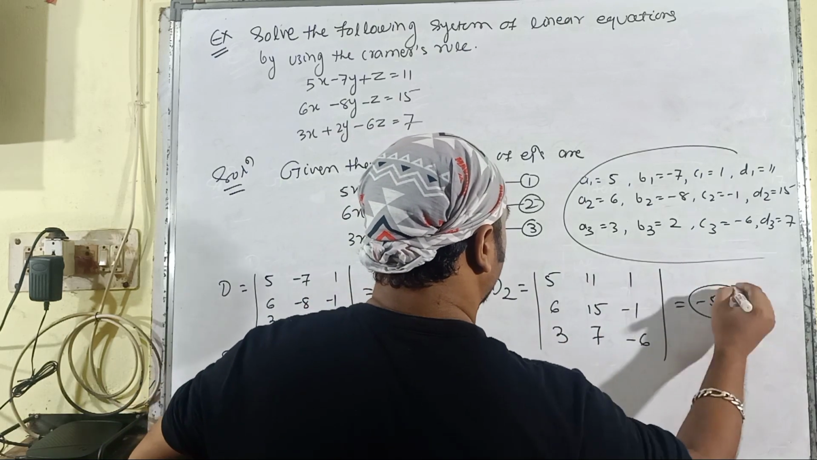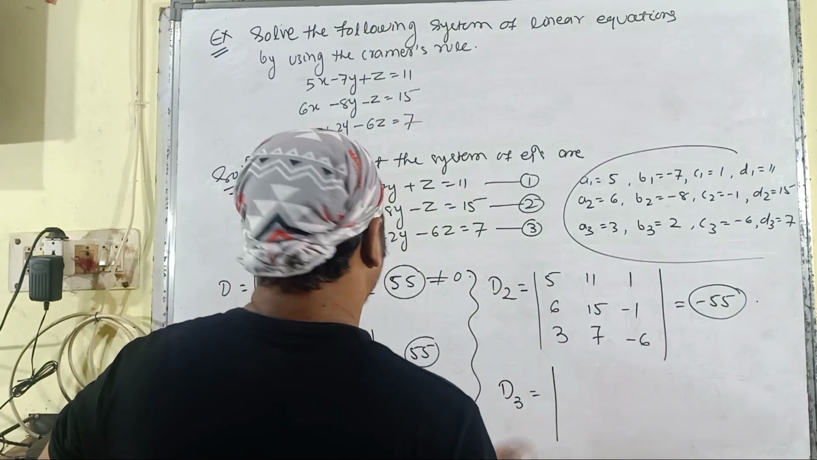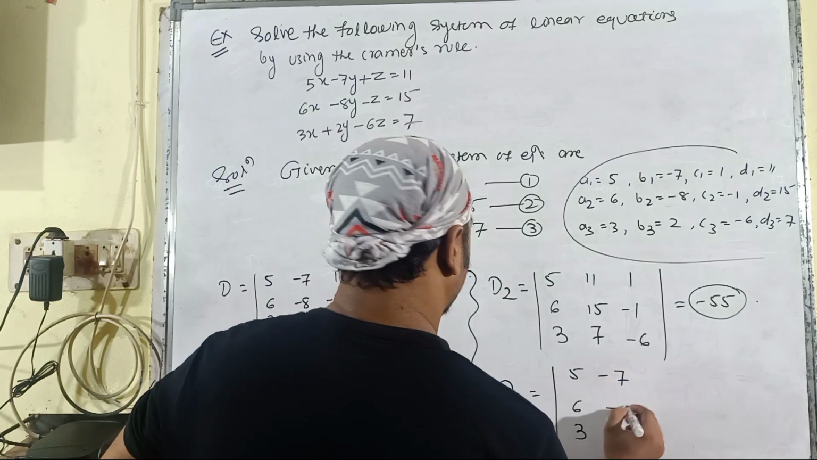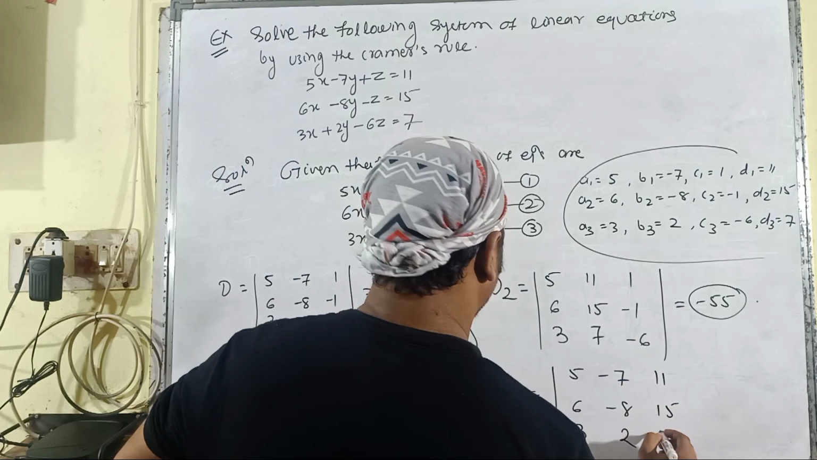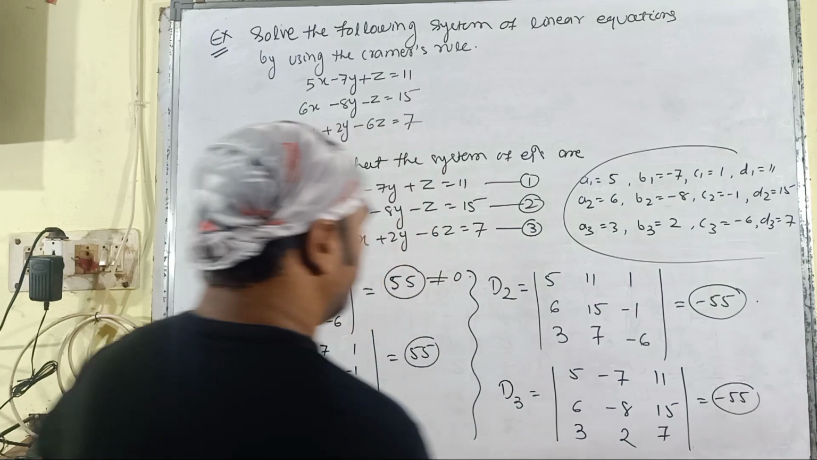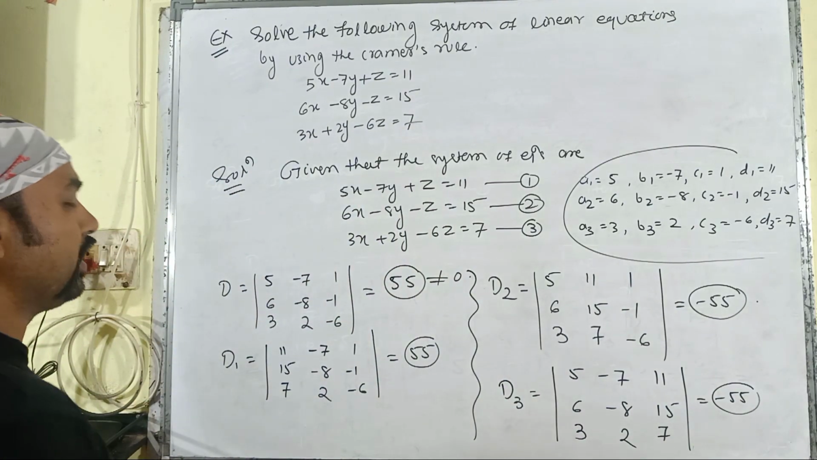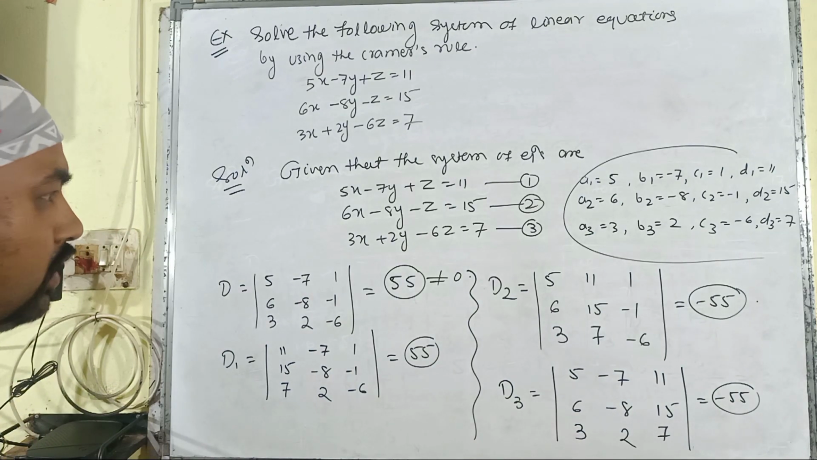Then d3 is equal to 5, 6, 3, minus 7, minus 8, 2, then 11, 15, 7, and again you will find that the answer will be minus 55 for d3. Now it is the time to evaluate the values of x, y and z.